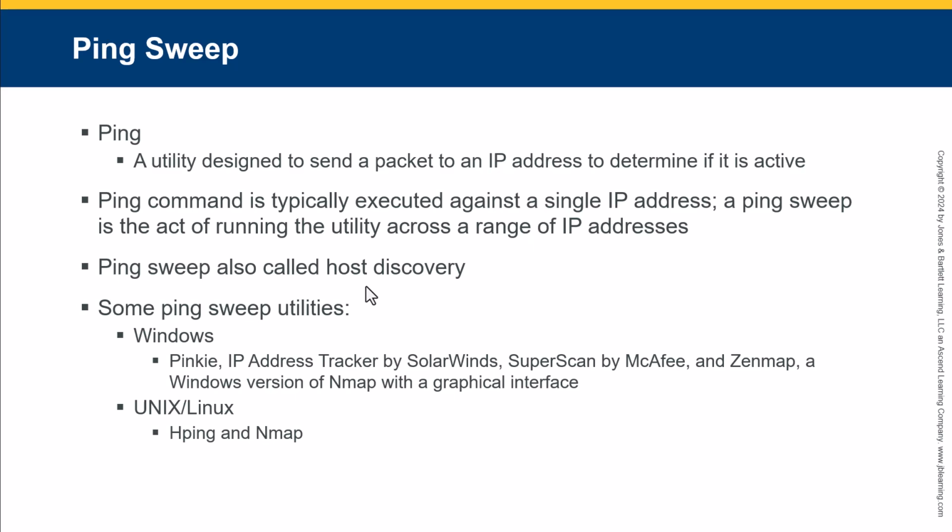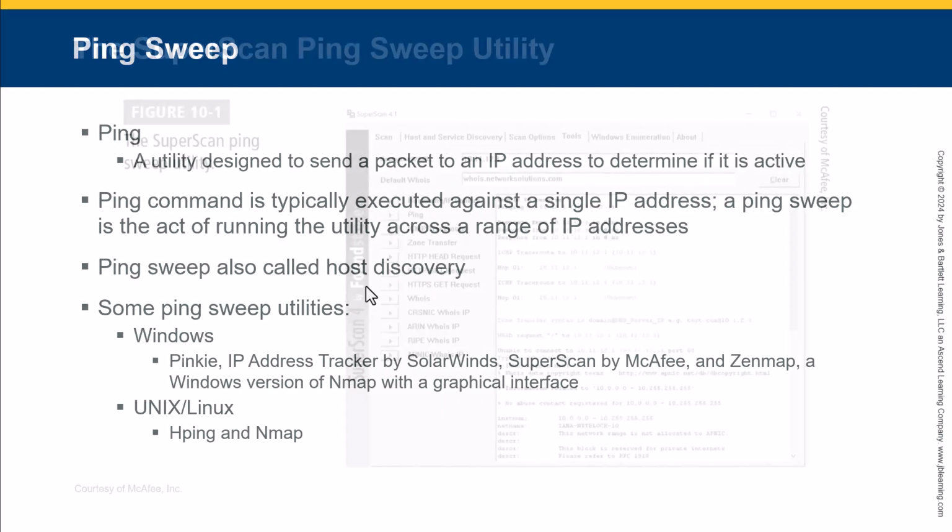In Windows, you have IP Address Tracker, you have Superscan, you have Zenmap. Zenmap is just a graphical version of Nmap. You have IP Advanced Scanner, and so forth. The point here is that there are tools.